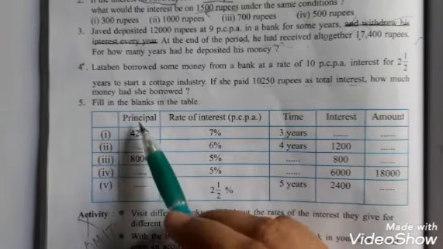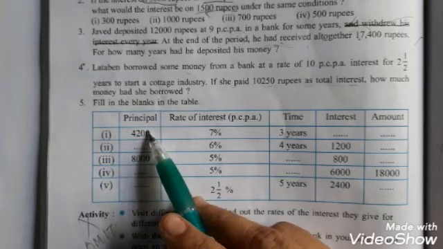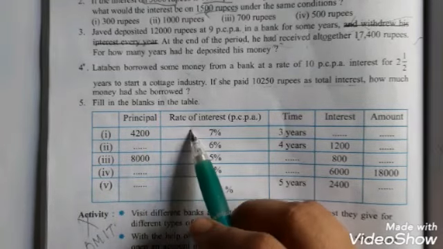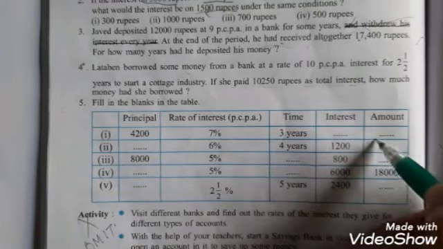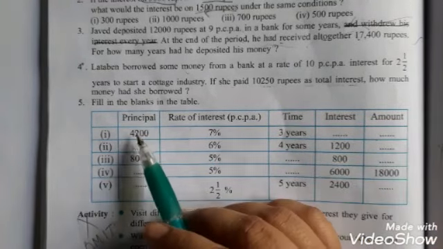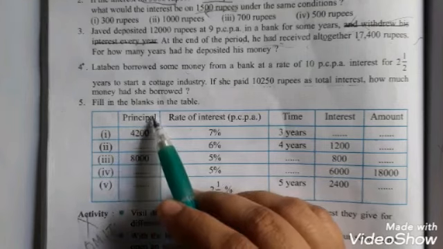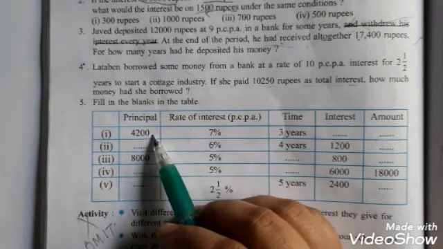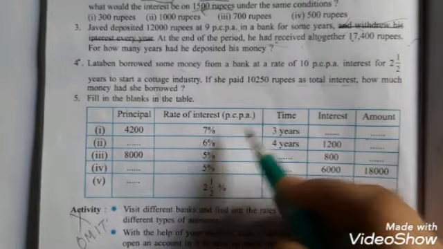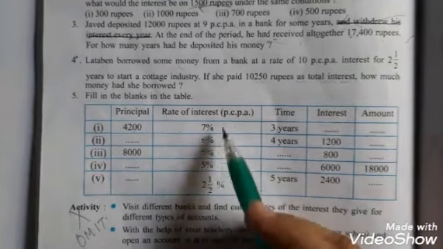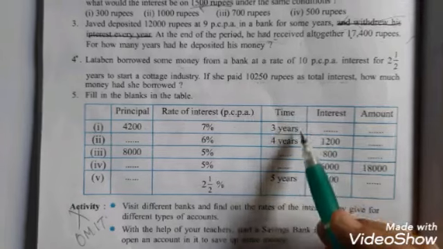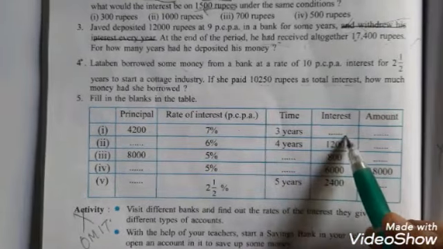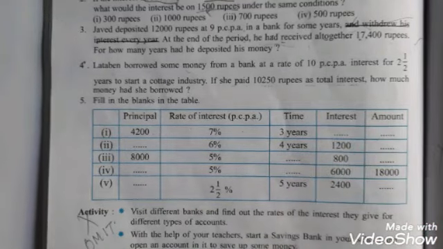Now here they have given us the table where they will provide us certain things and we have to find the unknowns. Okay, so now let us see the first sum. In the first sum, the principal is given, rupees 4,200. Rate of interest is 7% per annum. Next, time is 3 years. We have to find interest and then we have to find the amount.